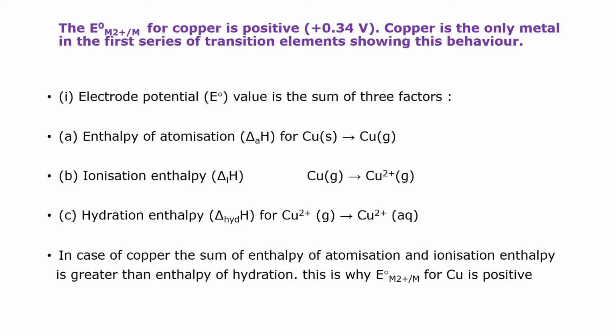For copper, the reduction potential value is 0.34, and if you observe all these metals, copper is the only one having this type of behavior, plus 0.34. The remaining elements with M plus 2, if you take anything, scandium, titanium plus 2, they will have negative values definitely, but only copper is having a positive value. The reason behind this can be easily explained if you observe here.